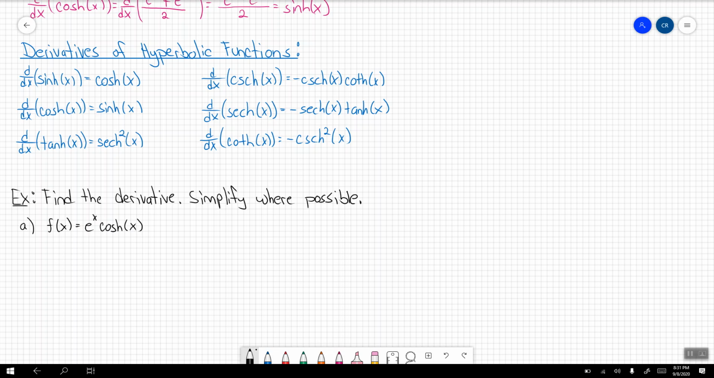Now, looking at this function, what I see first that needs to be done is that we need a product rule. So when we work with the derivative, let's say f prime of x, I'm going to be using the product rule. Take the derivative of the first function, that's e to the x itself, multiplied by hyperbolic cosine of x, add it to the first function, multiplied by the derivative of the second function. The derivative of hyperbolic cosine of x, as we derived from above, will be hyperbolic sine of x.